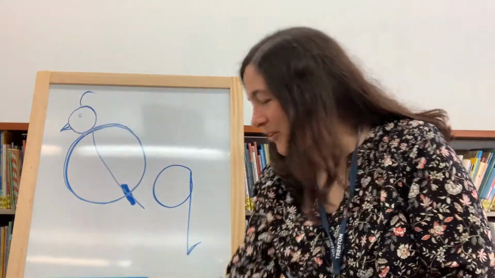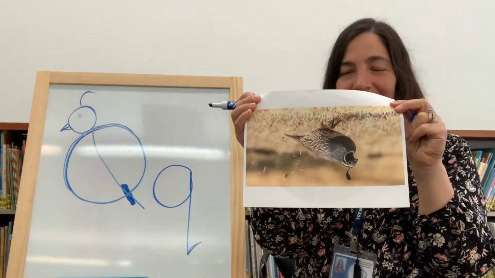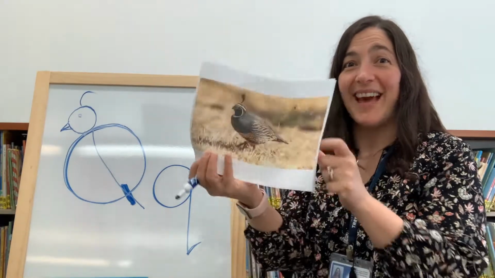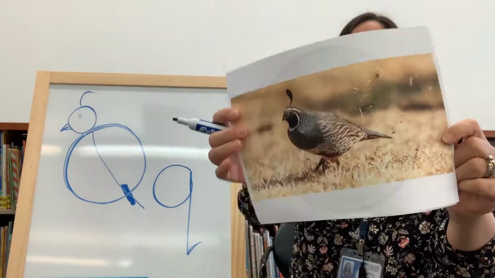And let's compare my letter Q to a real quail. Ta-da. Oh, it's upside down. Ha, right side up. Would have been a very upset quail. So see? There we go.